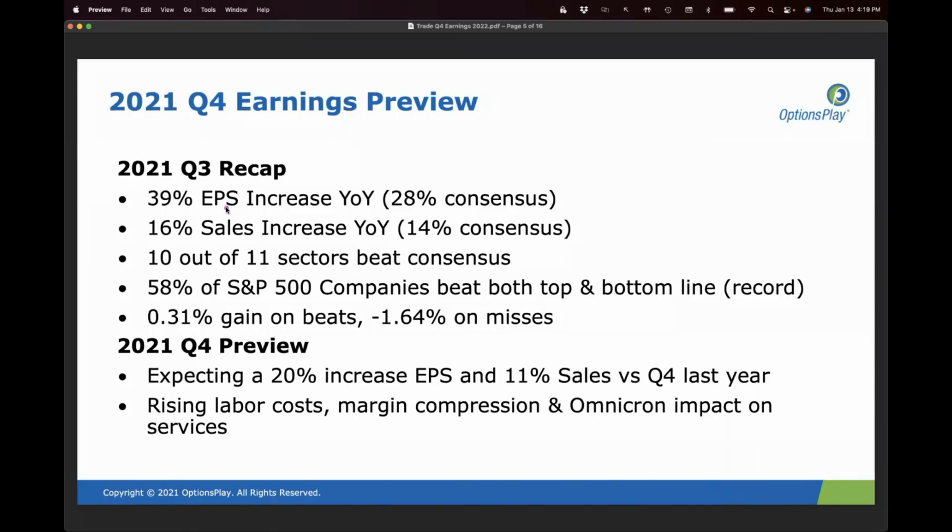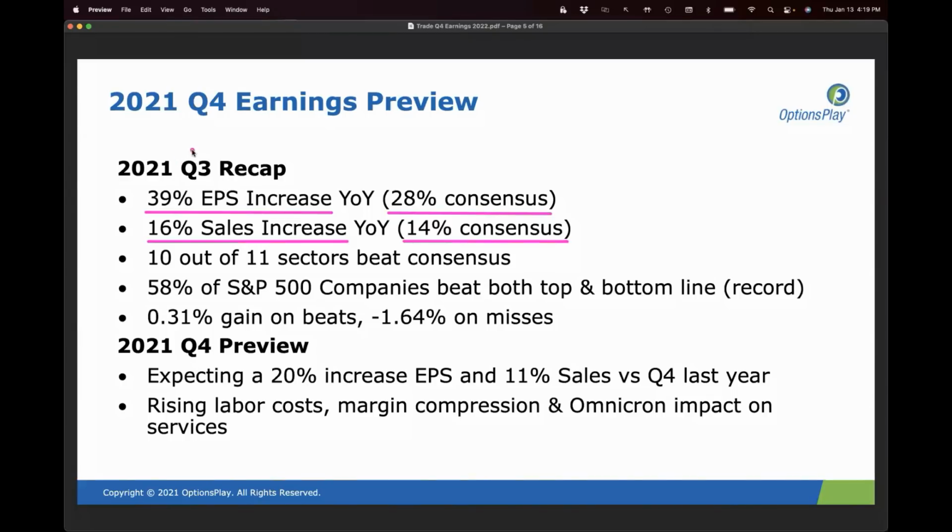So last quarter was a fairly strong quarter, 39% year over year increase in earnings per share versus the 28% that analysts were expecting. So we beat the analyst expectations by about 11%. That's a pretty sizable beat in terms of overall markets. And especially that was a bigger beat on earnings versus revenue. So revenue consensus was 14% and came in at about 16% year over year growth.